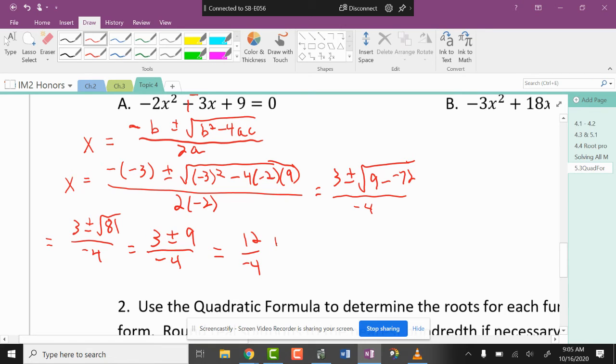Let me put... 3 minus 9 is negative 6. So the answers are negative 3 and 3/2. That's what the two solutions are. Because those are nice non-square root answers, this actually would have been factorable. We could have solved by factoring.